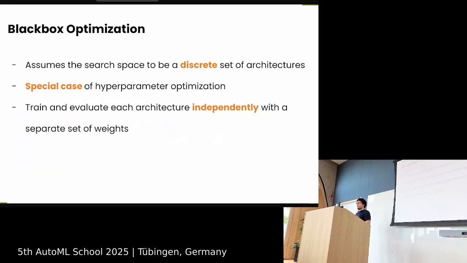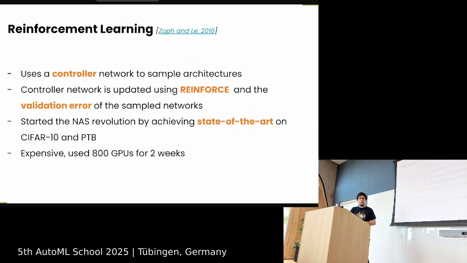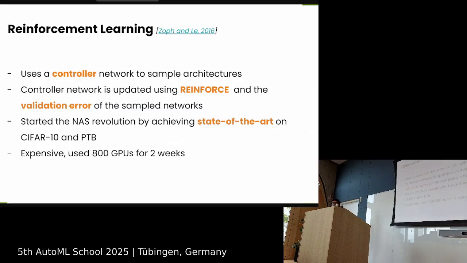Here we assume that the search space is a discrete set of architectures that we can search through. We can define it as a simple search space to run our HPO methods on it. And we assume that we train and evaluate each architecture independently with a separate set of weights. It's essentially HPO, as you saw yesterday in Bernd's talk. I want to talk about two methods that are quite popular, and if you Google NAS, you're probably going to find those papers. Essentially the initial papers by Google that triggered this entire NAS hype in 2016.